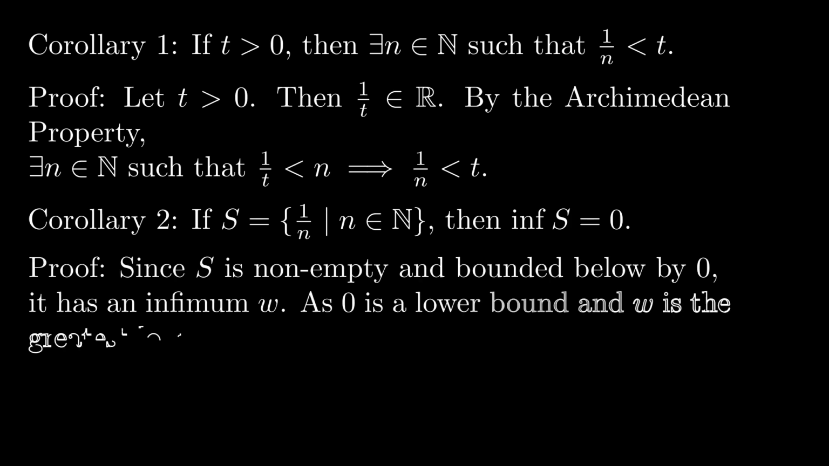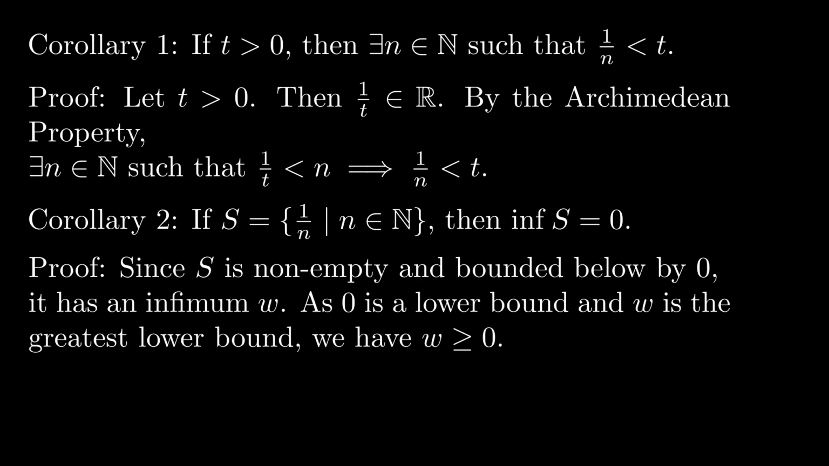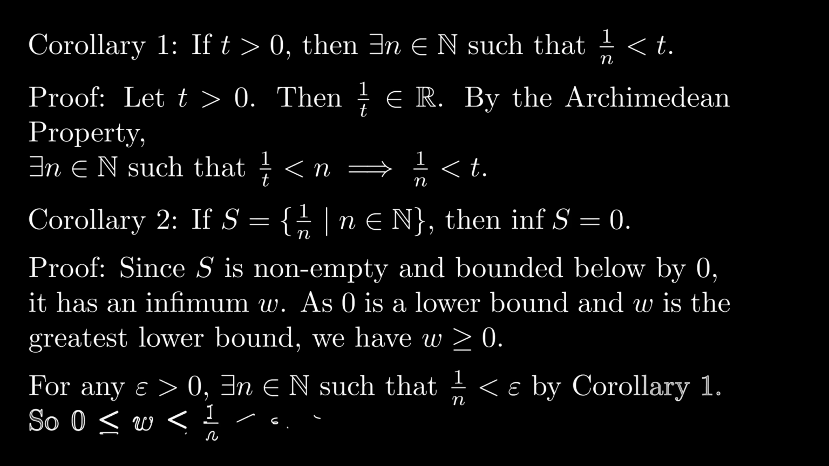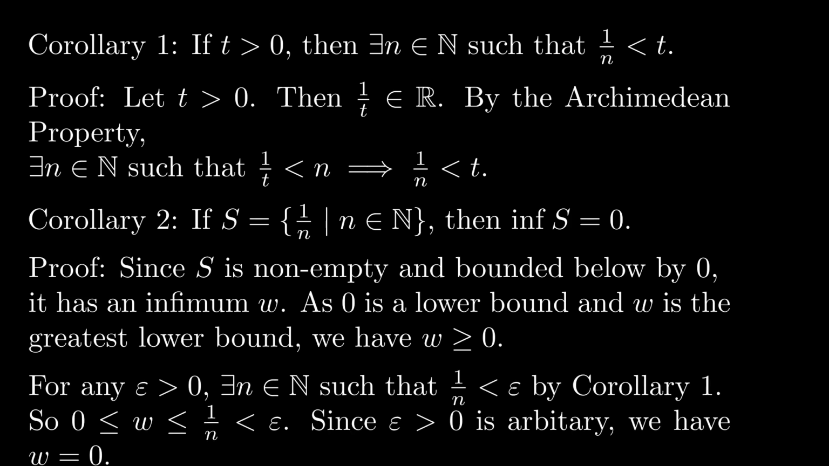Since S is non-empty and bounded below by 0, it has an infimum w. As 0 is a lower bound and w is the greatest lower bound, we have w is greater than or equal to 0. For any epsilon greater than 0, there exists a natural number n such that 1 over n is less than epsilon by corollary 1. So 0 is less than or equal to w, which is less than or equal to 1 over n, and 1 over n is less than epsilon. Since the choice of epsilon is arbitrary, by the lemma of my earlier video on absolute value, we conclude that w is equal to 0.